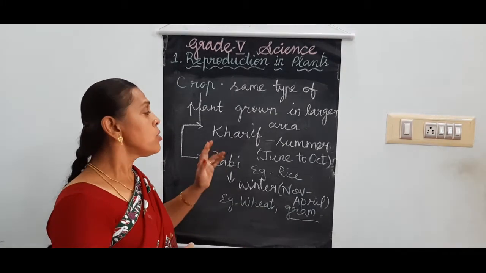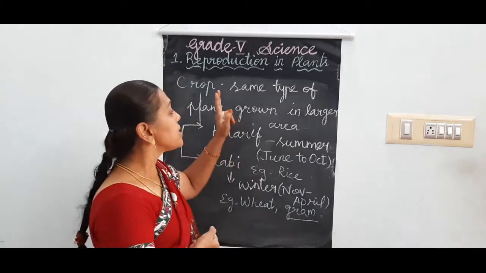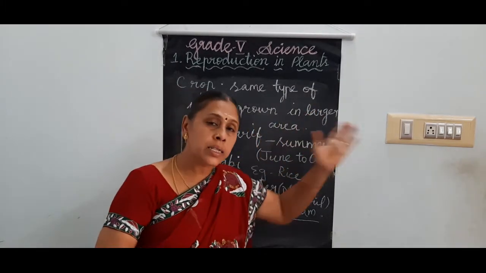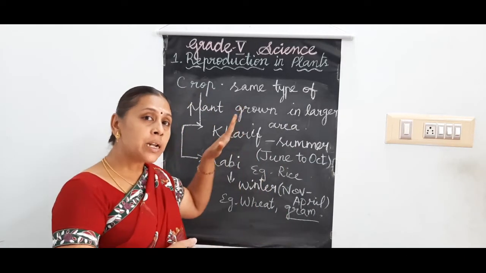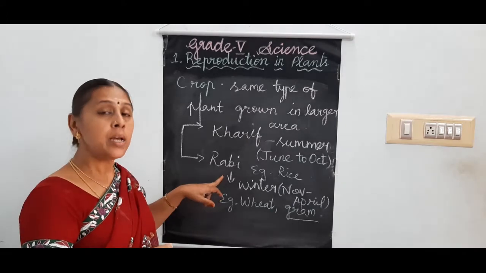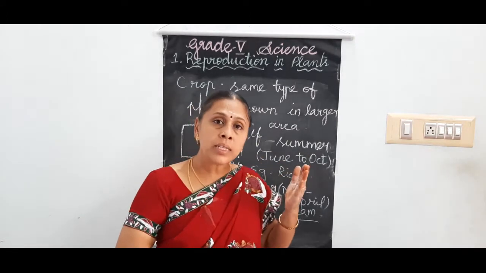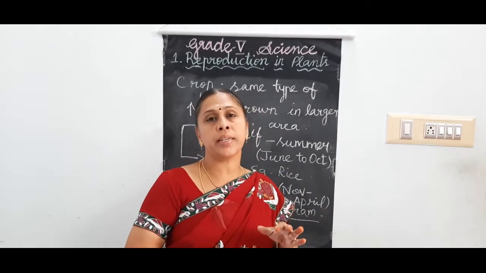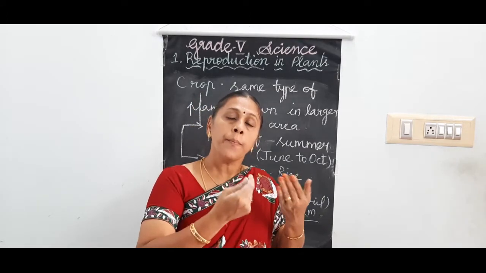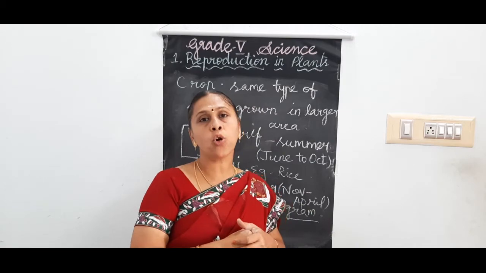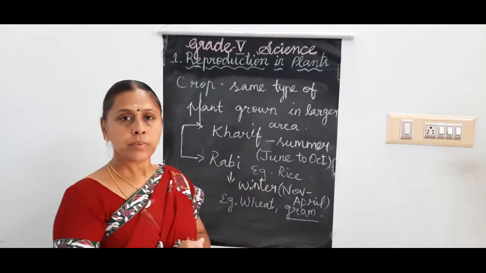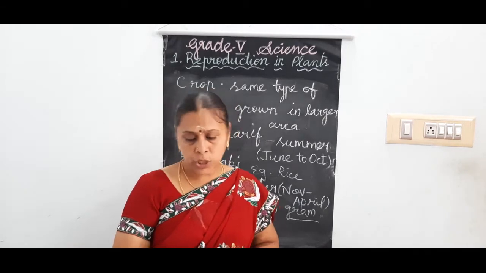Okay, so crops means the same type of plants that are grown in a larger area. And these crops are of two types, that is Kharif and Rabi crops, and they differ because of their requirements, that is according to the season and according to the things needed for their growth. They are divided into summer and winter crops. Understand? Next one.